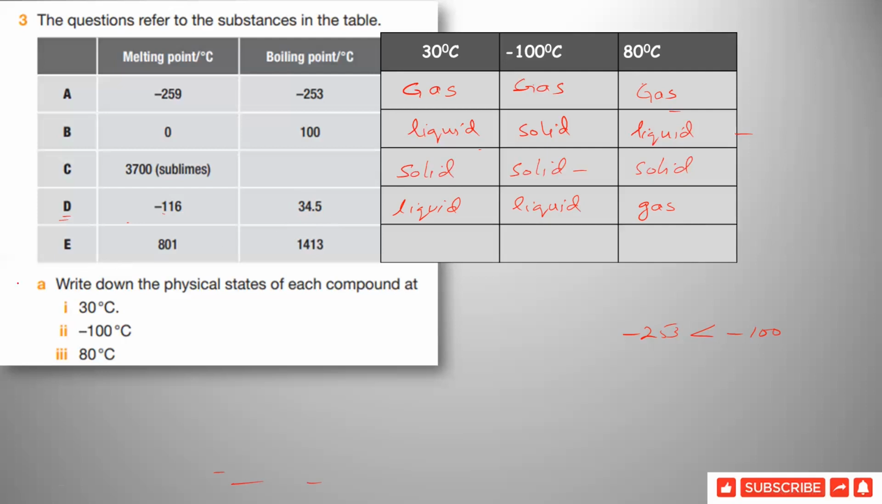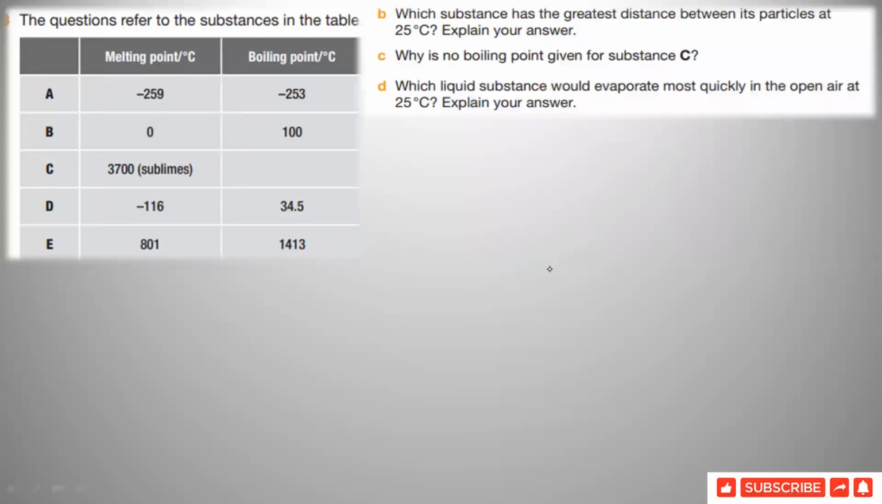Okay. Now substance E. 108 is its melting point and 1430 is its boiling point. We have temperatures here which are less than that, so it means this is solid at all of these temperatures. Now, question B. Which substance has the greatest distance between its particles at 25 degrees Celsius? Explain your answer.